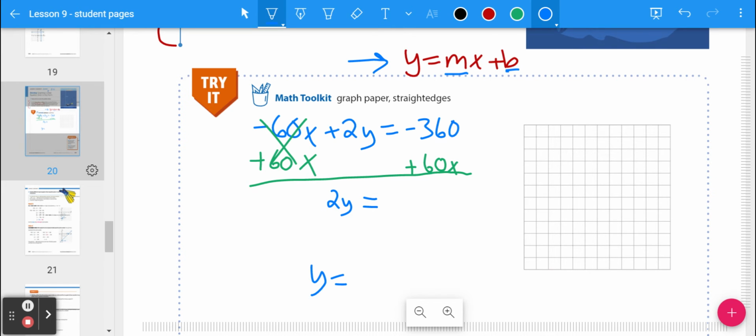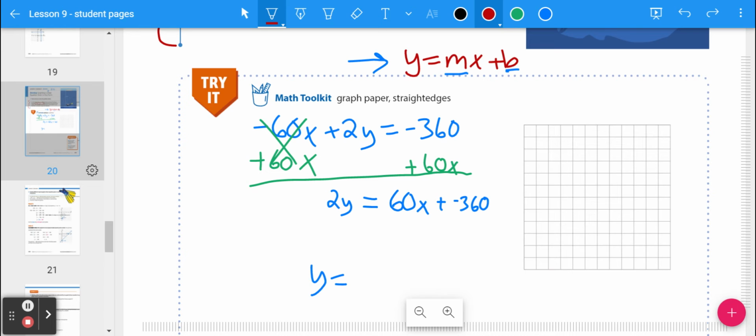And if I have negative 360 plus 60x, it's the same thing as putting the 60x in front. I'm just thinking a step ahead because the mx part goes in front. So 60x and then plus negative 360, or just minus 360 would work as well. So now it almost looks like it's in slope-intercept form. The only problem is we've got this little 2 in front of the y. What can we do with this 2?